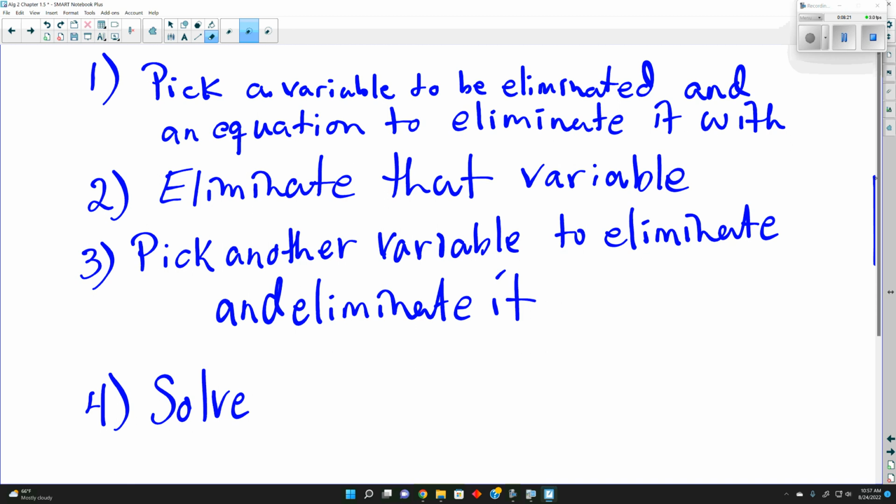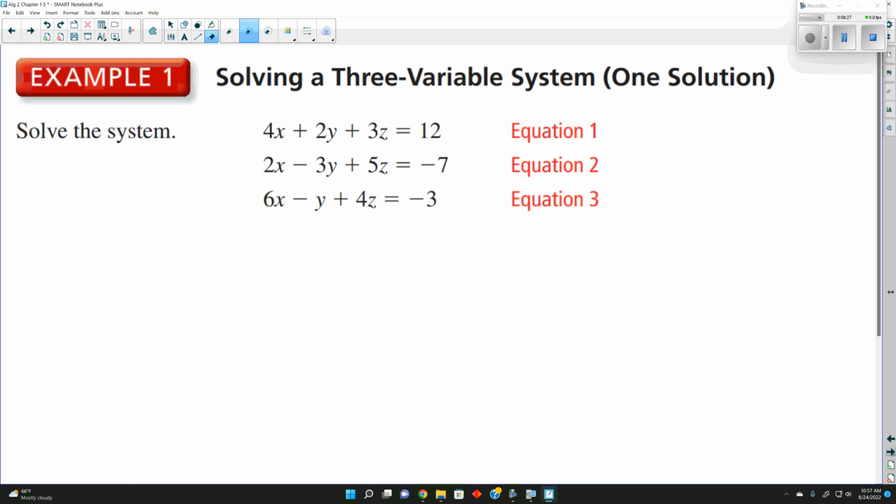Do we have these steps down? Okay. Let's look at the first example problem. So this here, we're wanting to solve this system of equations. And the first main step is we want to pick one variable to eliminate and an equation to do it with. Now when we look at these here, we're wanting to see which of these sets of variables will be easy to make be the other two.